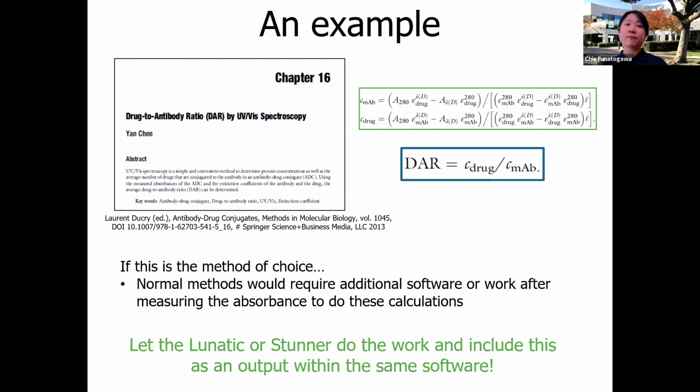Sometimes when we're in the lab, we're just in a time crunch. We just want to quickly measure the absorbance, get a good idea of the DAR, and then move forward. Maybe we're ready to run an experiment, ready to run something really quickly. We don't always have time, or maybe don't want to have to go back and do more calculations. This is where the Lunatic and Stunner's Homebrew application can really help you alleviate some of those pain points.